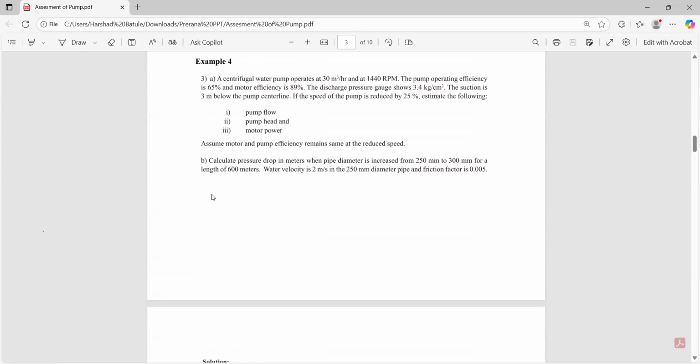A centrifugal water pump operates at 30 m cube per hour and 1440 rpm. The pump operating efficiency is 65% and motor efficiency is 89%. The discharge pressure gauge shows 3.4 kg per cm square. The suction is 3 meter below the pump center line. If the speed of the pump is reduced by 25%, estimate the following: pump flow, power, pump head, and motor power. Assume motor and pump efficiency remains same at reduced speed.